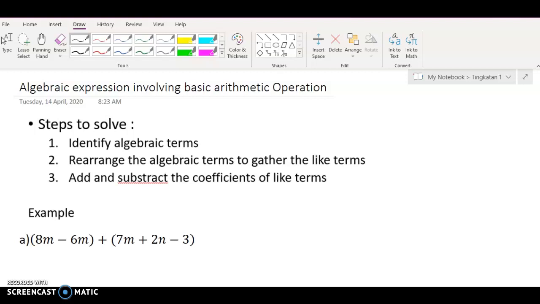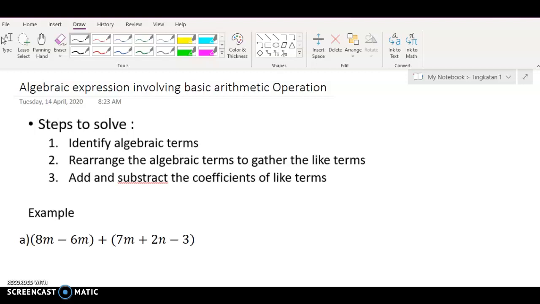Now for today, we will learn about algebraic expressions involving basic arithmetic operations. In my previous video, I explained what is meant by an algebraic expression and algebraic terms, how we derive an algebraic expression based on situations, and also what like terms and unlike terms are. Today we will try to finish the topic of algebraic expressions.